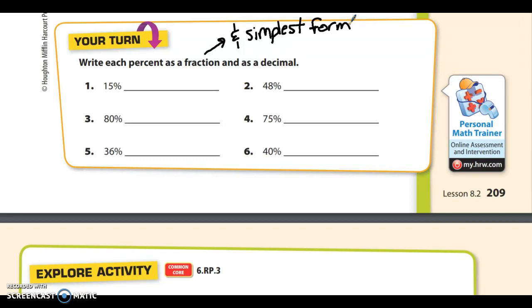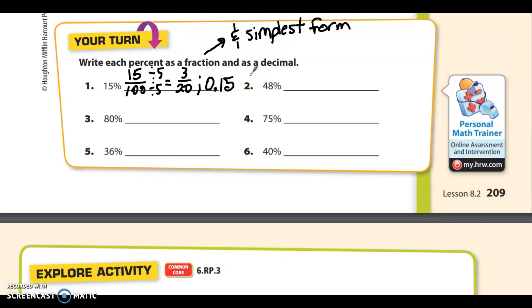All right, so number 1, 15% means 15 hundredths. And 15 hundredths simplifies by 5 to 3/20. Now there's one more answer I need. I'm supposed to write it as a decimal. Well, 15 hundredths as a decimal would be a 15 in the hundredths place. So I'm going to write 0.15. Really simple, the decimal especially.